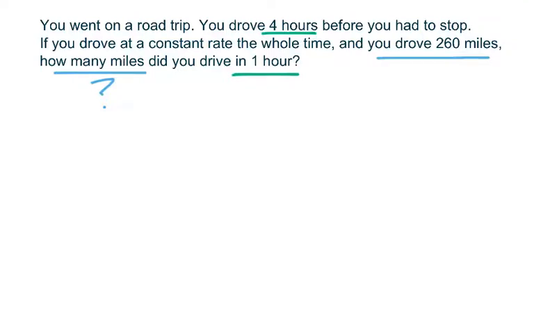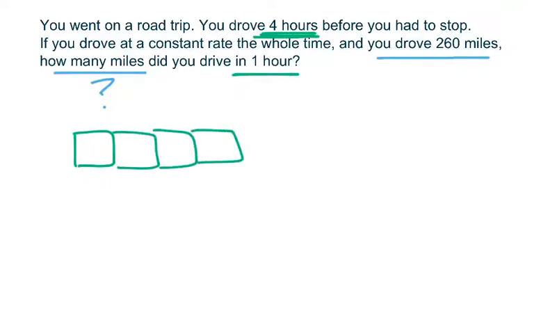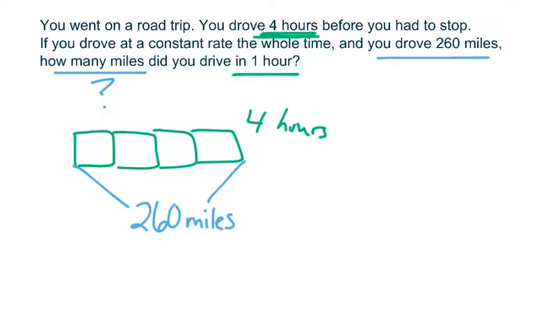So first, think about how you would solve this. Again, I know that I can use tape diagrams or pictures to help me solve. So I'm looking for how much is in 1 hour. So this box represents our 1 hour. But I didn't drive just 1 hour, I drove 4 hours. So each of these boxes should be the same. And the total that we drove here was 260 miles. And I'm going to go back and label this as 4 hours, just so I remember that the green boxes represent my 4 hours.